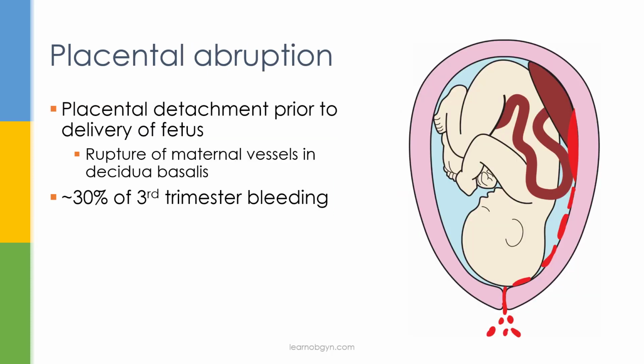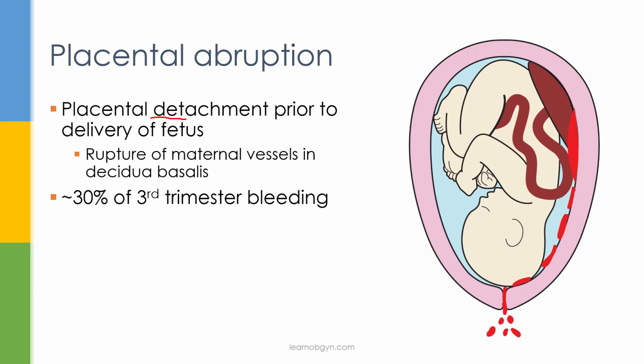Now let's go into individual conditions, starting off with placental abruption. A placental abruption is detachment of the placenta prior to delivery of the fetus. Remember, it's normal for the placenta to detach, but after the fetus delivers. For abruption, the placenta detaches earlier than it should, oftentimes even before labor starts.